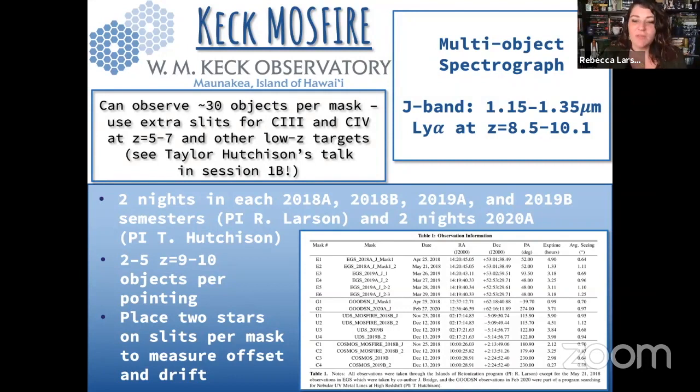We also placed 2 stars in our slits so that we had a good understanding of where everything was lined up, and because we needed to be able to see something with continuum to make sure that we were having good observations and nothing was going wrong. So I have a list here of all of the different observations that we took.